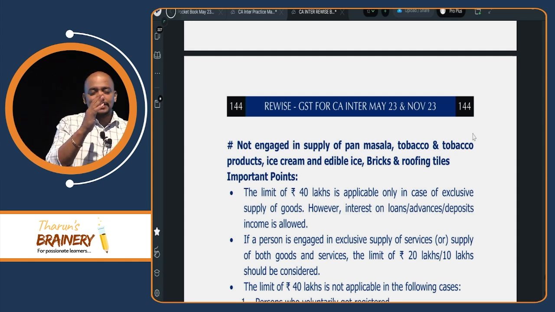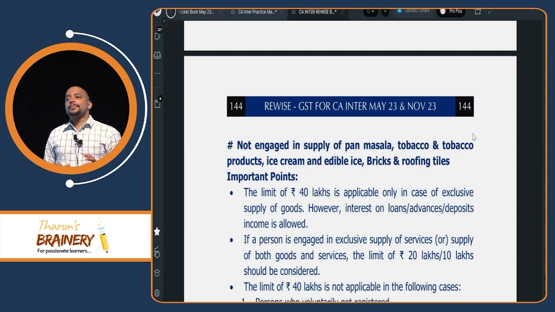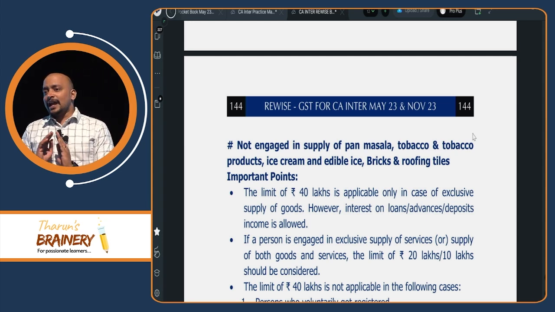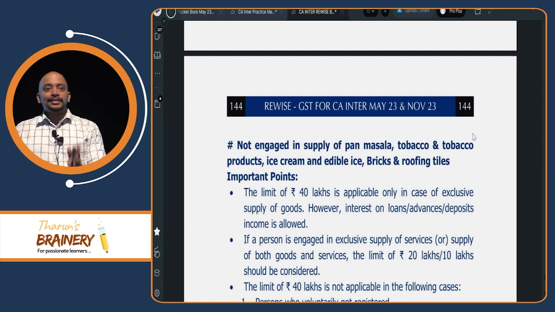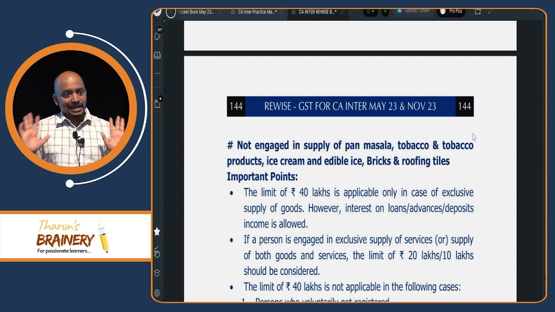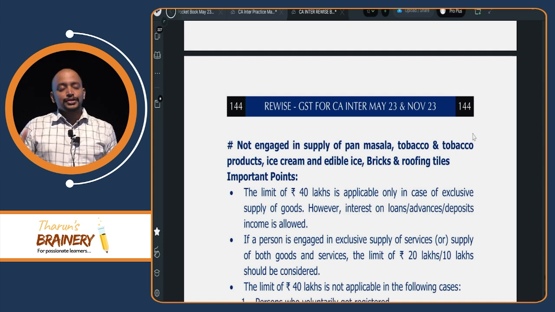Now concentrate, please listen. You have a shop in Tamil Nadu. You are exclusively engaged in supply of goods. In that shop, there is one fridge. In that fridge, you are selling ice cream. Okay. So you are keeping ice cream and you are selling ice cream also in your shop. So now, in this case, whether the 40 lakhs limit is applicable or not applicable?